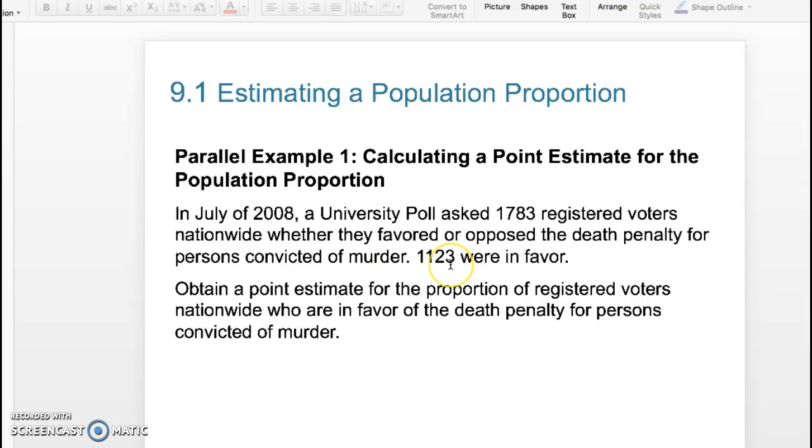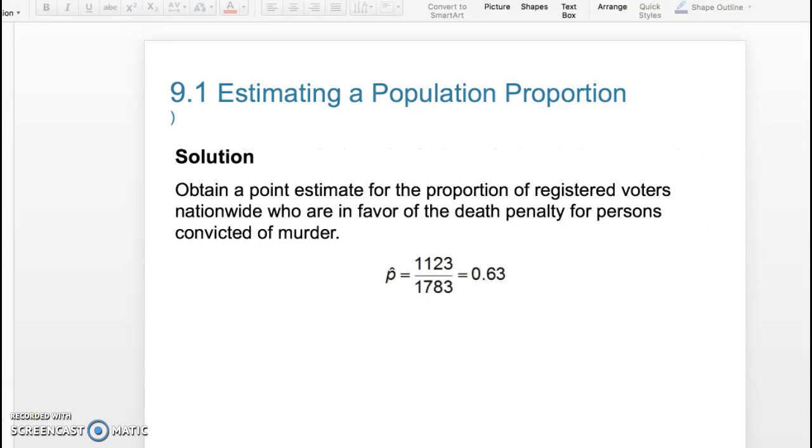From this information, we could get a proportion. The proportion would be a single number. A point estimate refers to a single number, whereas a confidence interval is going to be a range. And we're using the sample data, so it's an estimate for our nationwide information. In other words, all we would have to do is do a quick division and get 0.63, or 63% of my sample told me they were in favor.